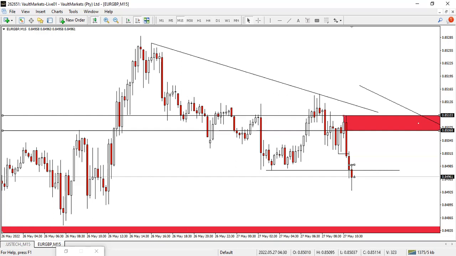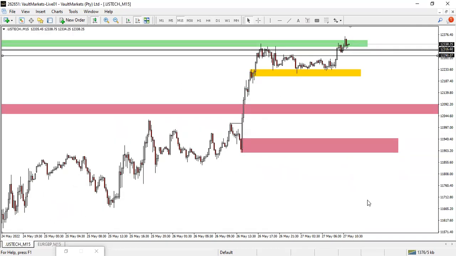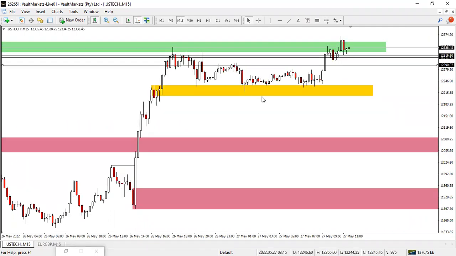So yeah, our Nasdaq is currently not playing where we want it, but we'll just be patient with that.